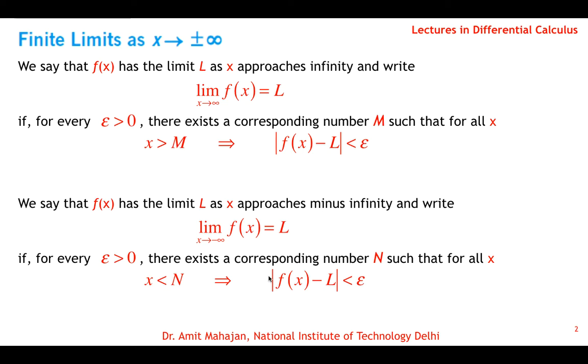With these definitions, all the limit laws which are true for limit x tends to C for finite limit value also hold here for limit x tends to plus infinity or limit x tends to minus infinity. Those laws were like sum rule, difference rule, product rule, and so on. All those rules hold for plus infinity as well as minus infinity.